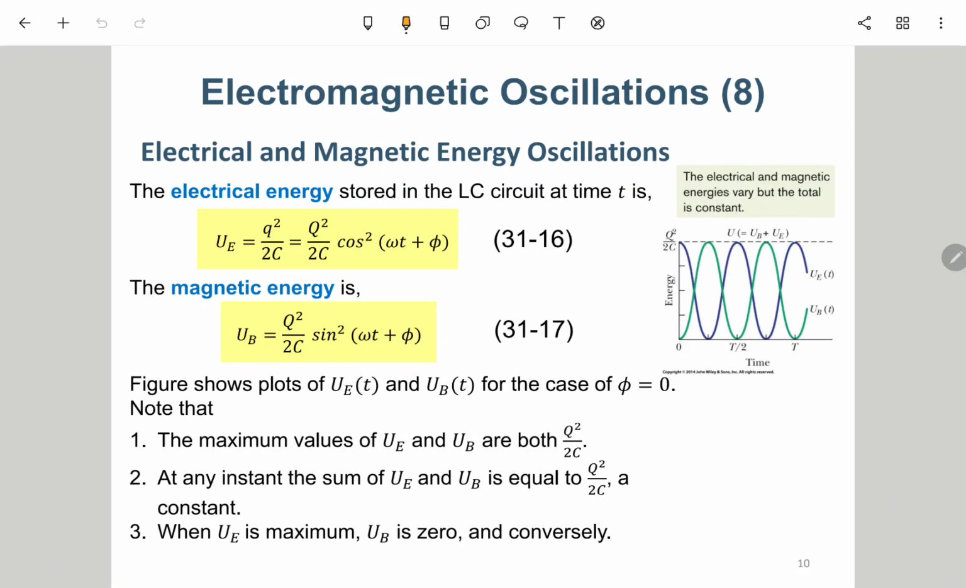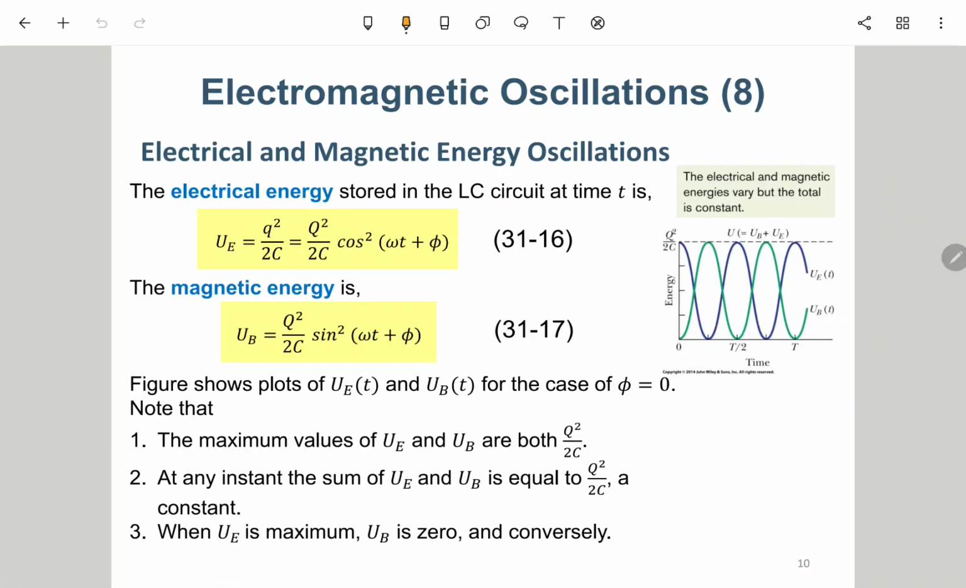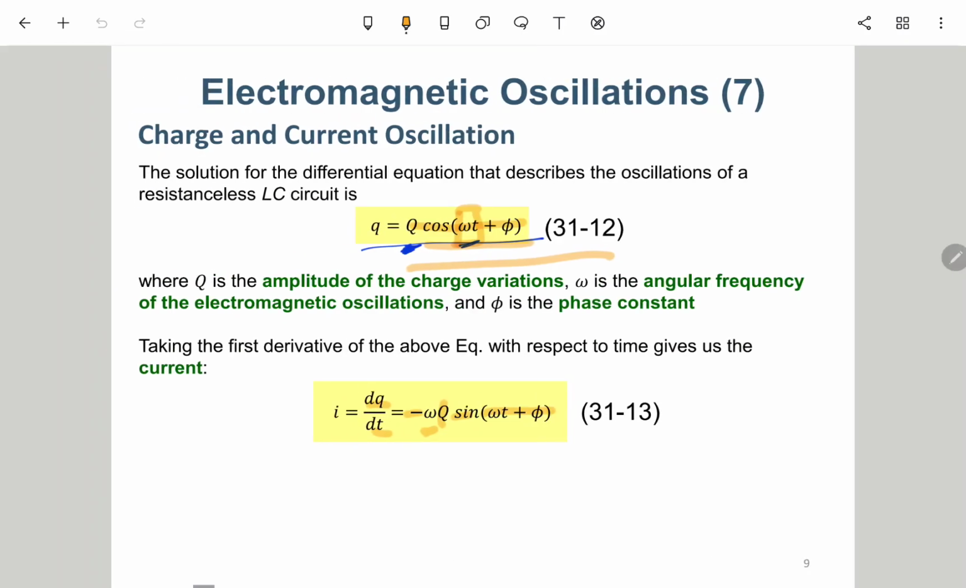Okay, so here it just tells you that UE will be q squared over 2C, and then you plug in these expressions, 3.11.2 to here, and we will have q squared over 2C times cosine squared of (omega t plus phi). This is the energy stored in the E field. And then the magnetic energy will be half of L i squared.